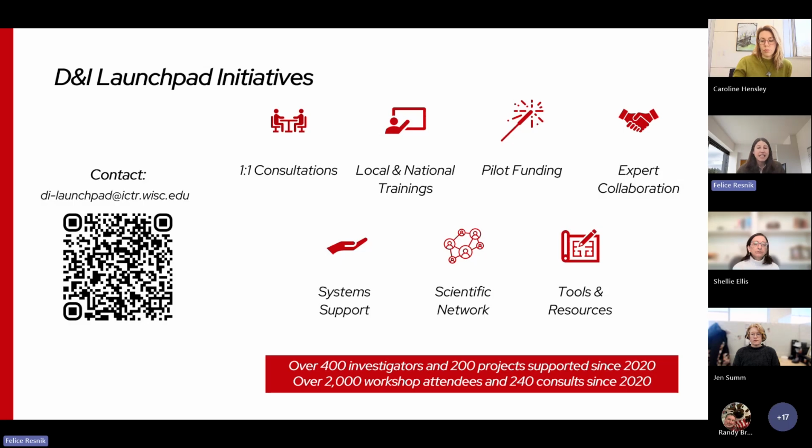Furthermore, we collate the best science on how to optimize dissemination networks so that they can become implementation laboratories and really support our systems and scientific network. We offer tools and resources to expand reach. We also provide a home for investigators who are interested in D&I science, and we try to connect folks across campus who are doing this work and be a home for collaboration, community, and networking. We have had over 400 investigators and 200 projects supported since 2020, and over 2,000 workshop attendees and 240 consults since then as well.